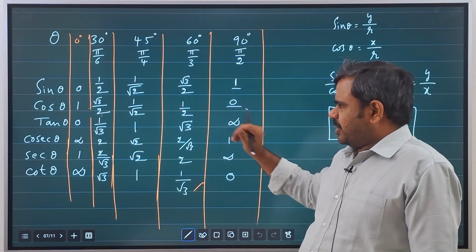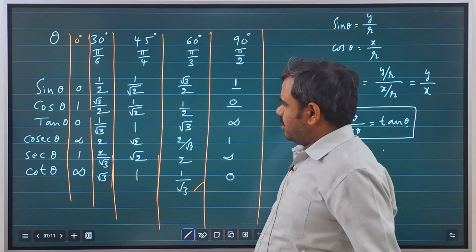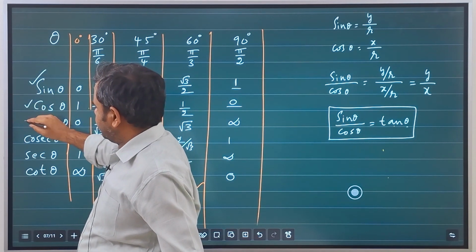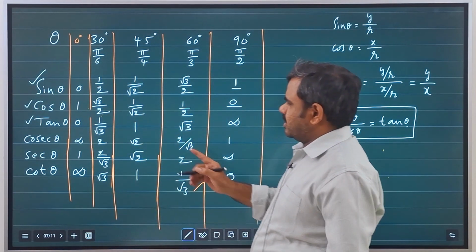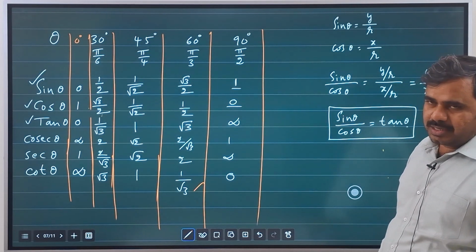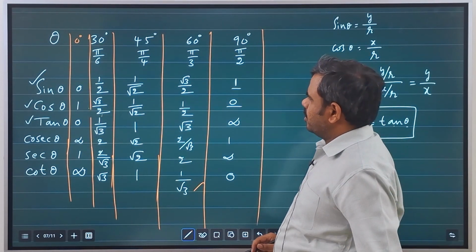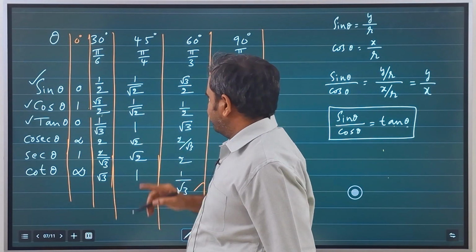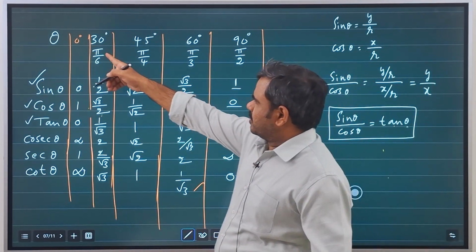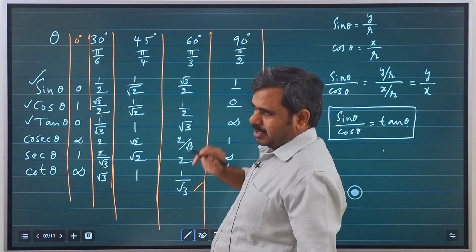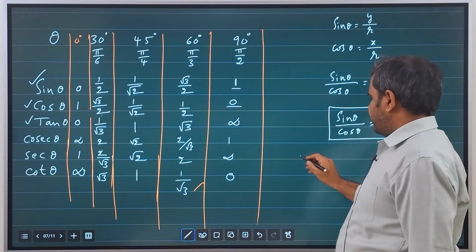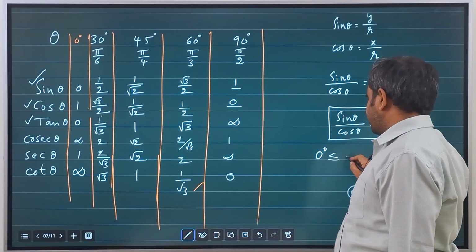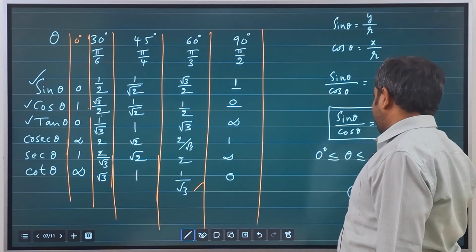Look at these ratios: sine theta, cos theta, tan theta. The values of sine theta, cos theta and tan theta for different values of theta we wrote here. Look at the values of theta that we have taken in this table. The values of theta that we have taken in this table are between 0 degrees and 90 degrees.